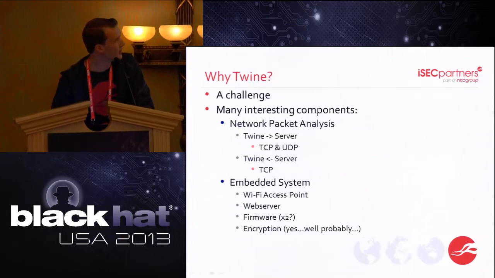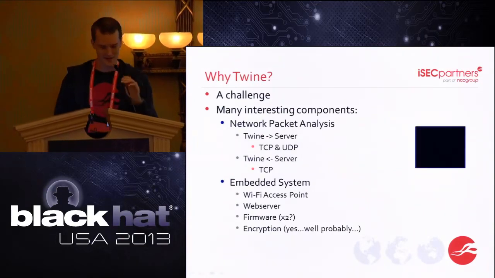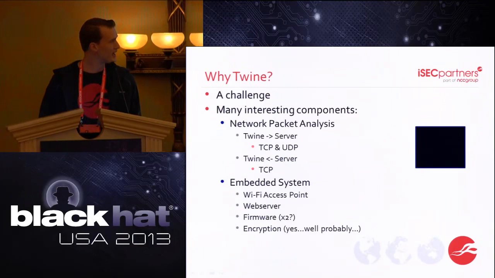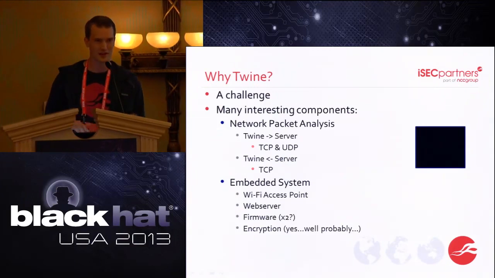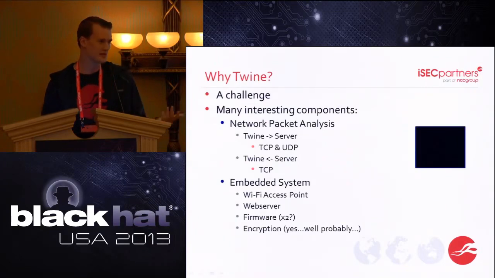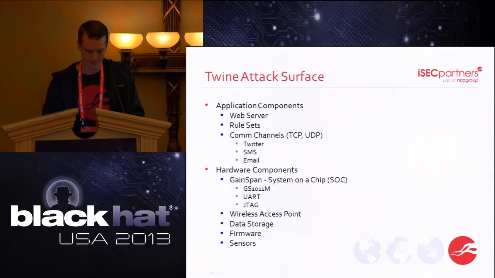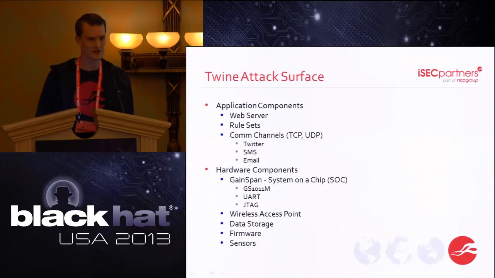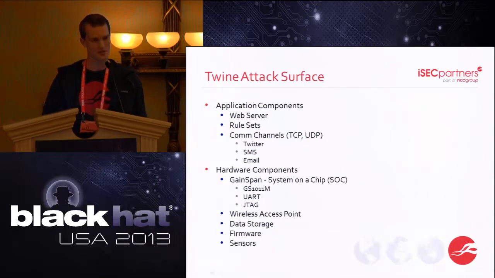So why Twine? Well, it was a black box. It was interesting to us. We didn't know much about it at the time, and it had a nice overlay of software security and hardware security. To that end, the embedded system in it has the wireless access point, right? It also has a web server, two different types of firmware on there, and some other really interesting components. So as far as the attack surface goes, it's varied, right? There's a lot going on here. There's a lot of interesting components. And as I mentioned, we're software security guys delving into the world of hardware security. So it's a nice little overlap.